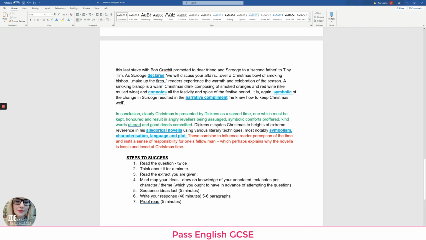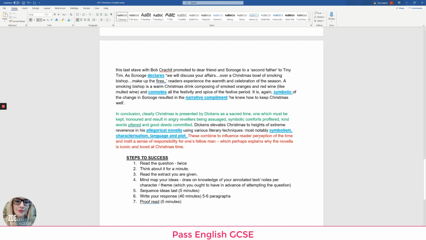Dickens elevates, that means makes more powerful, Christmas to heights of extreme reverence. That means it's almost exalted. It's almost seen with sort of religious significance. In his allegorical novella, using various literary techniques, which you should know by now because I've been talking about them, these are all things in blue. You don't need to name every single one, just the general gist. Most notably, symbolism, characterization, language, and plot, the storyline.